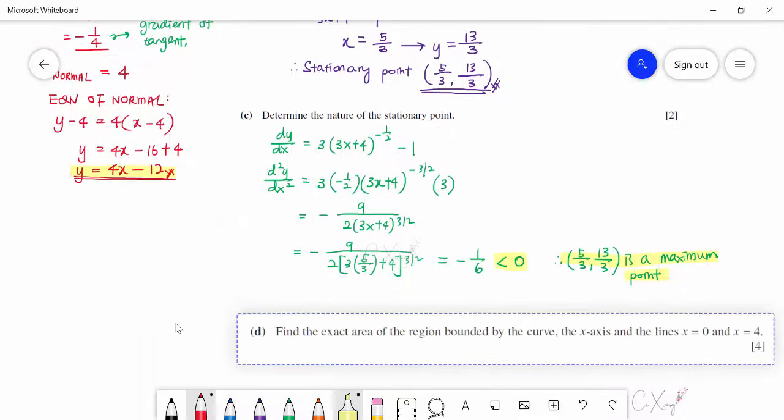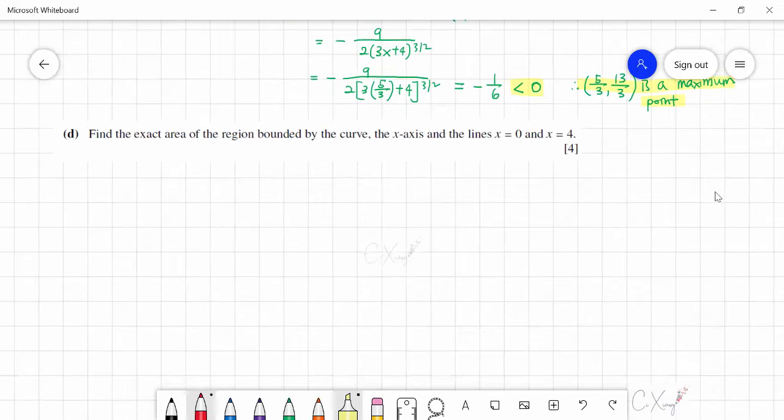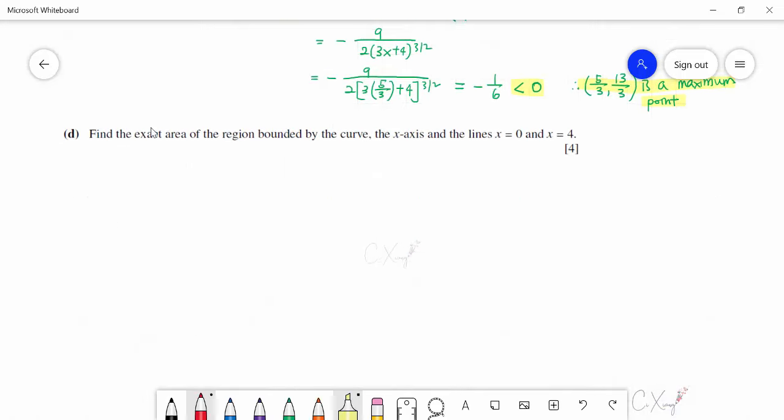Let's continue to part D. Alright, so for this part, they want us to find the exact area. So highlight the keyword exact area. That means your final answer should be in fraction form or surd form or pi form. Of the region bounded by the curve, the x-axis and the lines x equals 0 and x equals 4.